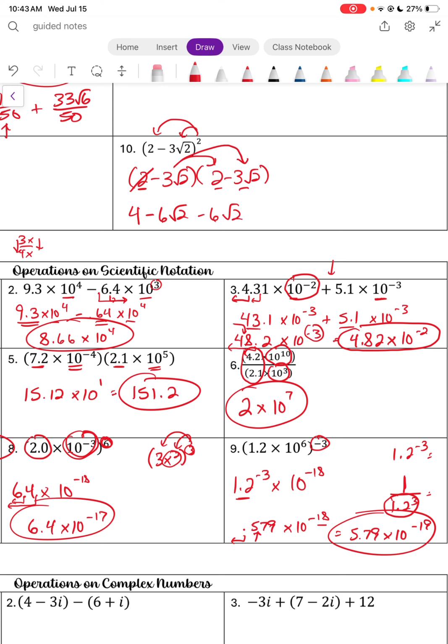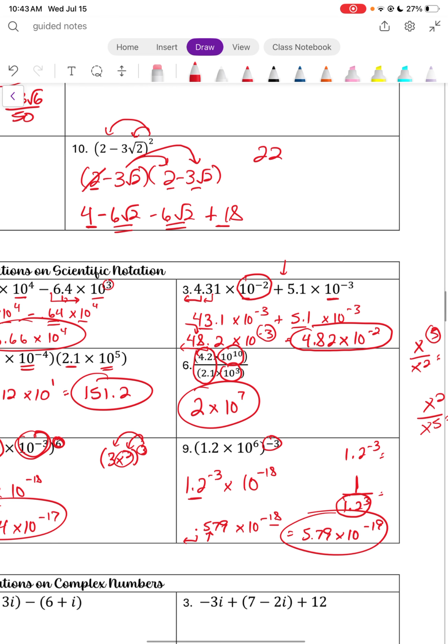Multiply the things that are alike. Negative 3 times negative 3 is positive 9. Root 2 times root 2 is actually a 2. So if you'd like to change that to 18, 9 times 2, which is 18, that's fine. Combine like terms. Now you can add and subtract only things that are alike. 4 and 18 is 22. Negative 6 root 2 and negative 6 root 2 is negative 6 root 2s. When you add or subtract, they stay alike. That's going to be negative 12 root 2s.